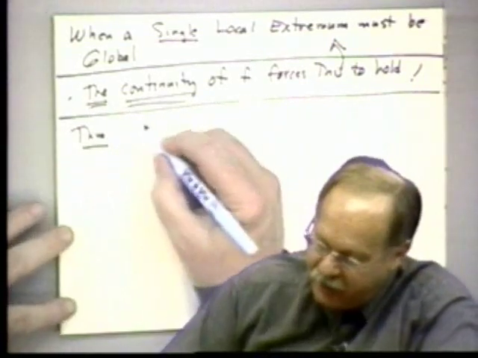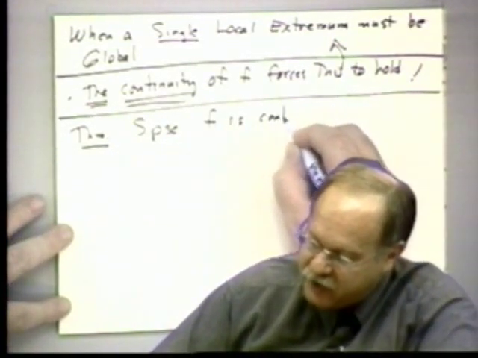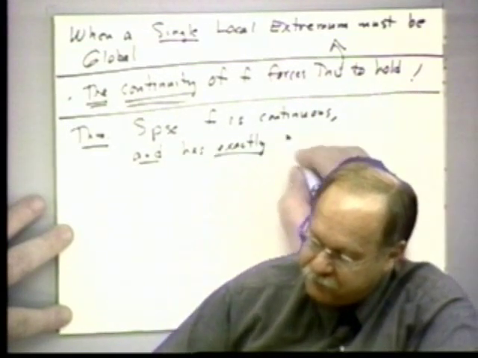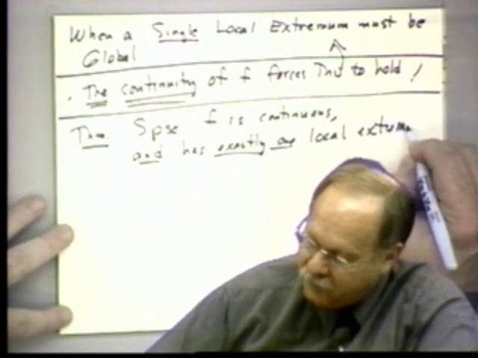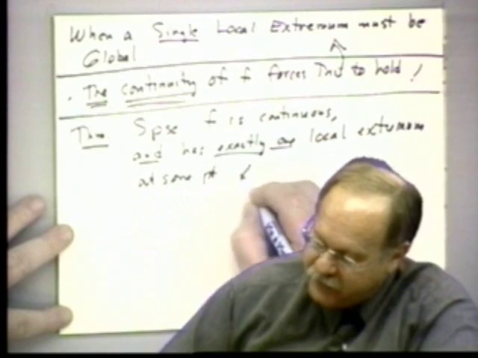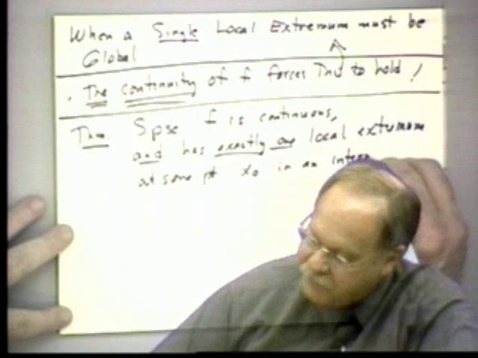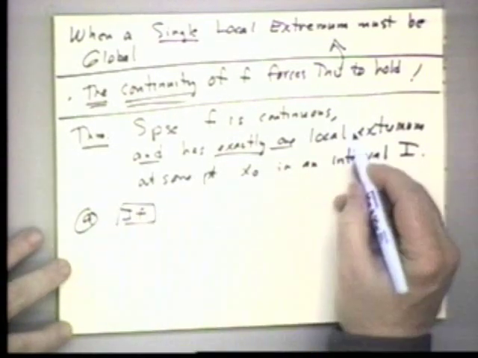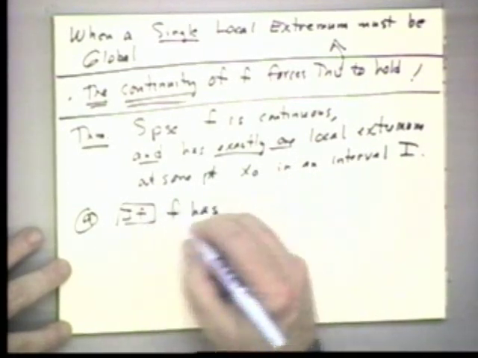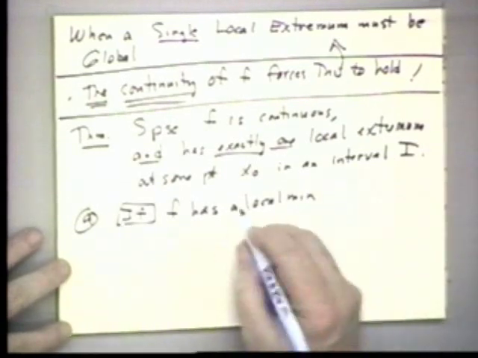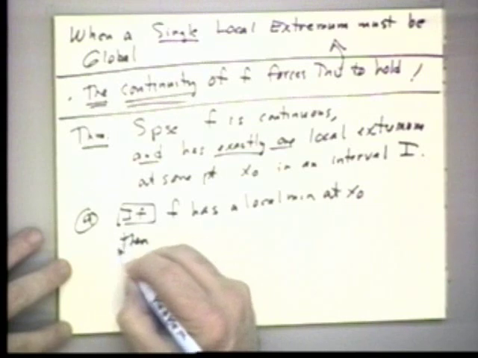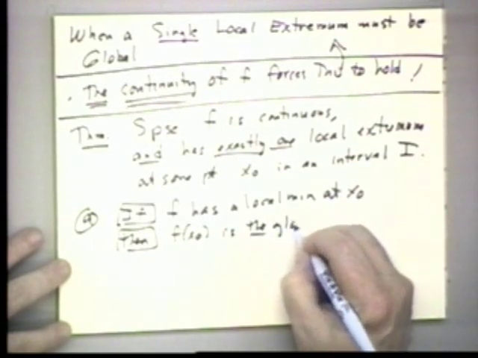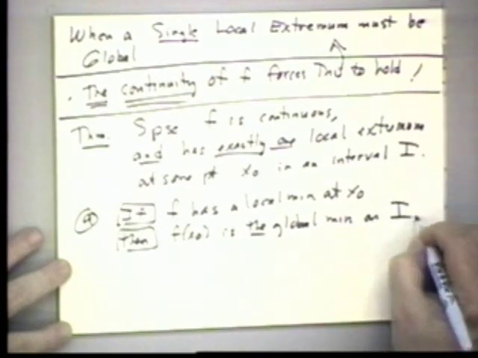And the theorem goes like this. Suppose we have a function f and the function f is continuous, and it has exactly one local extremum at some point, say, let's call it x0, in an interval. And I'm not specifying what kind of interval, whether it's closed, open, or not. If at that local extremum it happens to be a local minimum, so if f has a local minimum at x0, then f at x0 is not only a local minimum height, it is the global minimum on all of I.